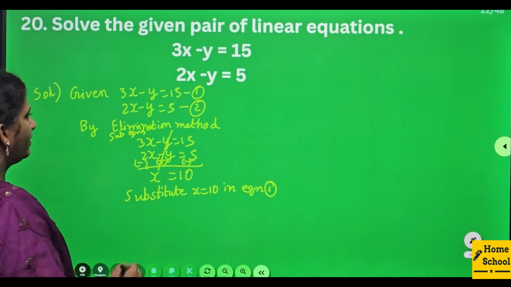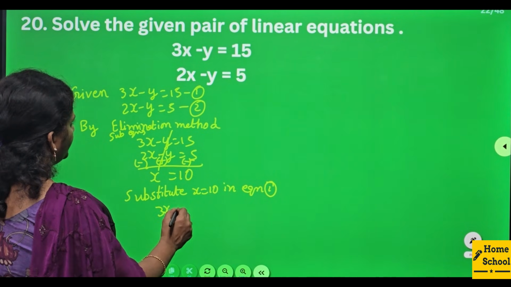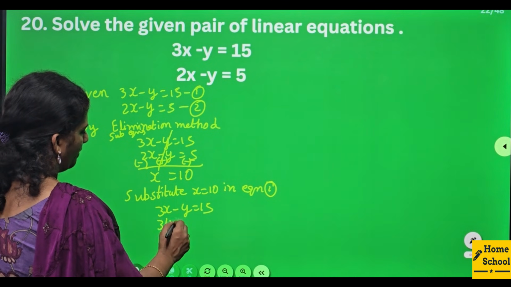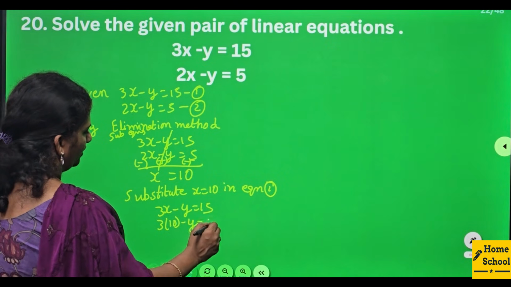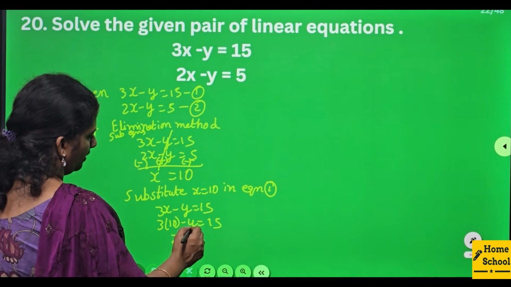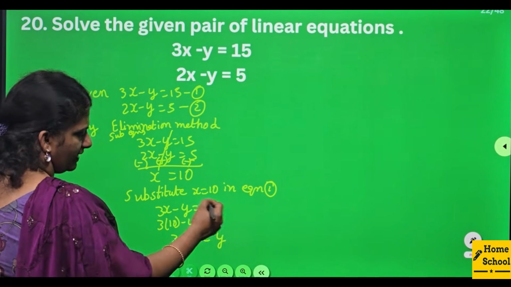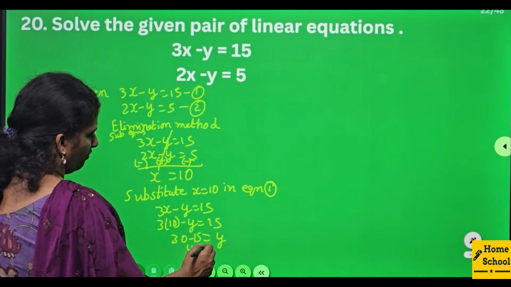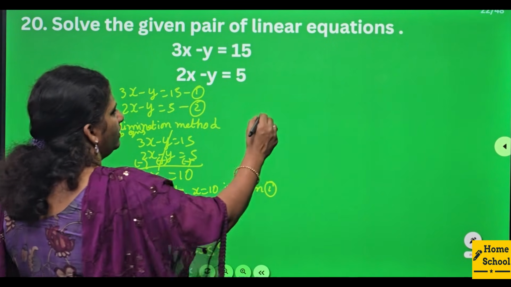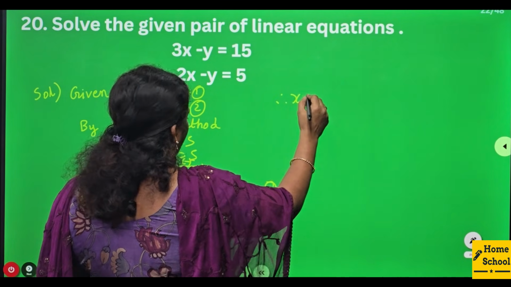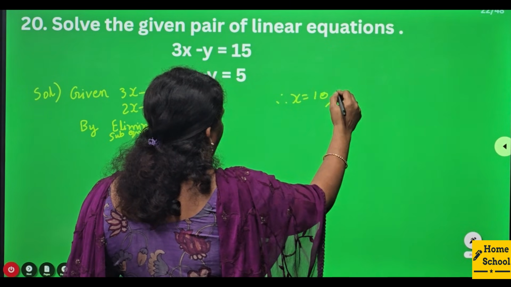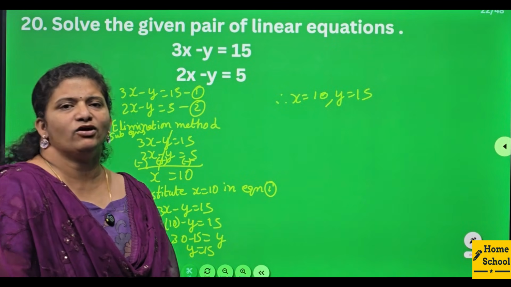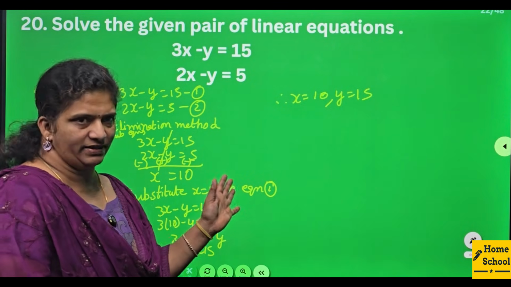I'll take one. 3x minus y equal to 15. 3 into 10 minus y equal to 15. That is 30. Minus y send other side, plus y. 15 bring this side, minus 15. Therefore y is equal to 15. Finally, therefore x is equal to 10 and y is equal to 15 are the solutions of the given pair of linear equations in two variables.